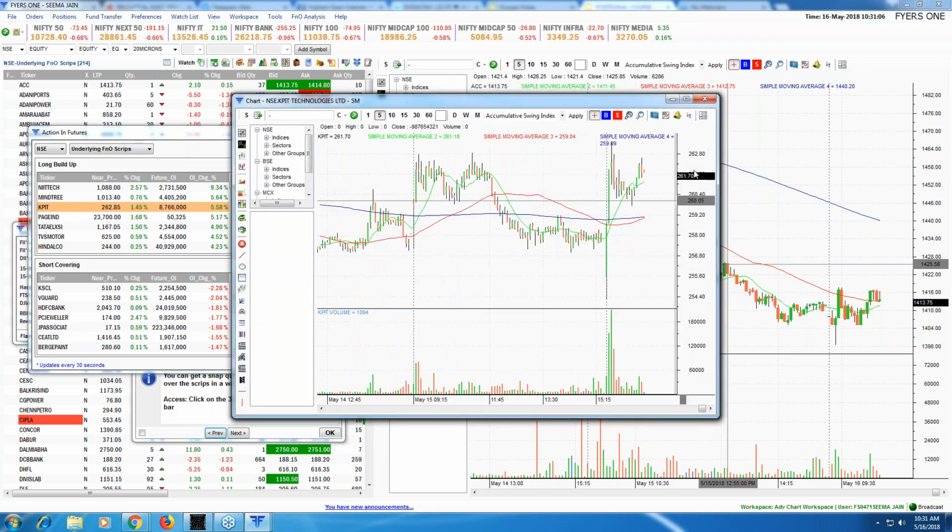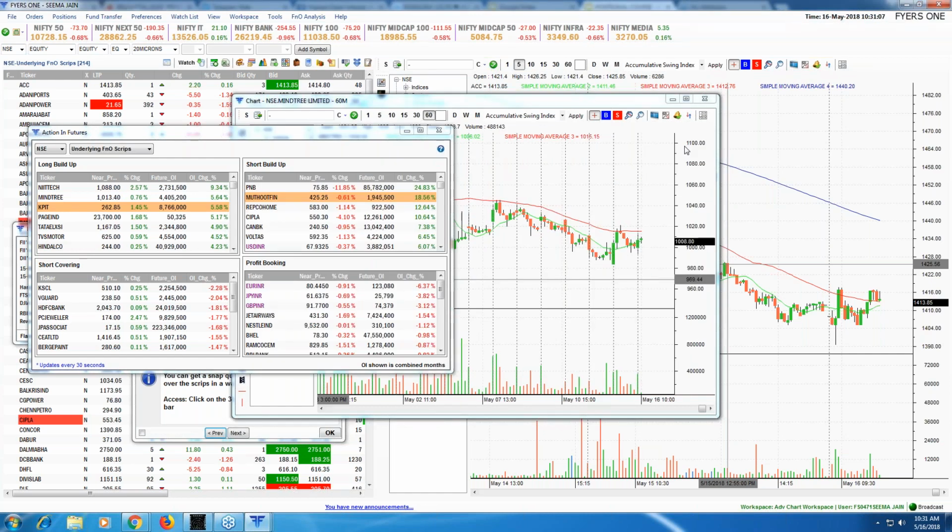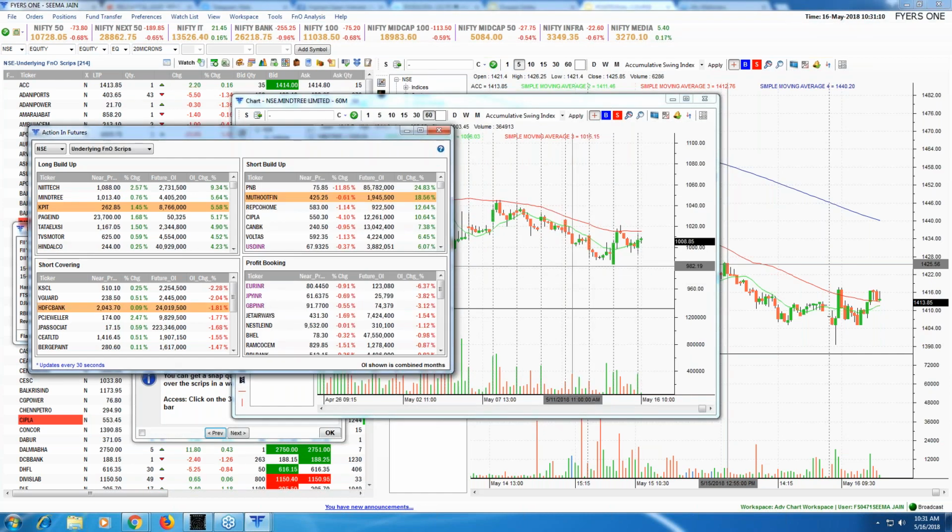All right, and then you can see here short covering at this place. Short covering means those who have already done the shorting are exiting their positions, right? Similarly here, profit booking. Profit booking means if people have shorted, they are buying back, and if they've bought, they are selling it. So this is what you get from the Fires platform.